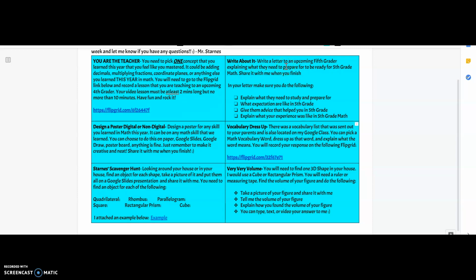The next activity is write about it. In this one, you're going to be writing a letter to an upcoming 5th grader. And all you're going to do in your letter is it says do the following. Explain what a student needs to study and prepare for. What do they really need to be good at when they get to 5th grade math? What expectations do we have for you guys in 5th grade?